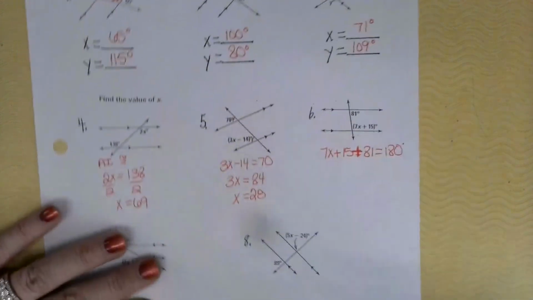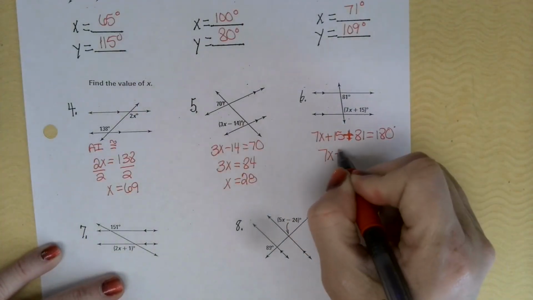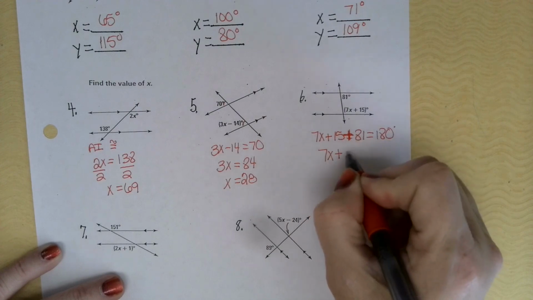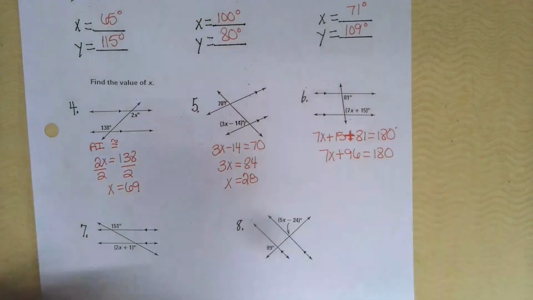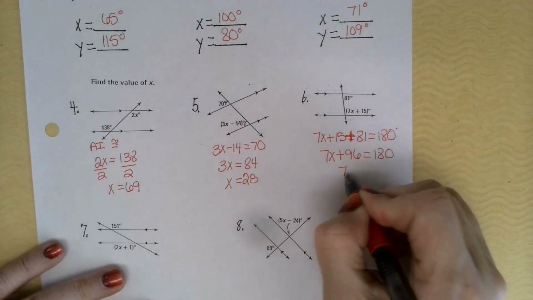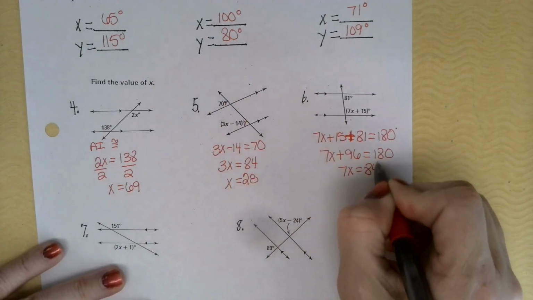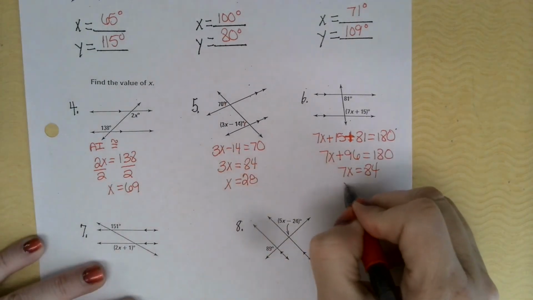So be careful. Okay, so 7x plus 96 equals 180. So we're going to say 180 minus 96, 7x equals 84, and we get x equals 12.